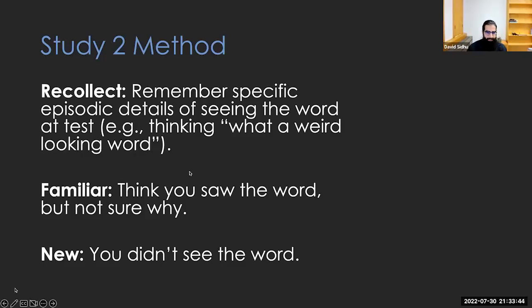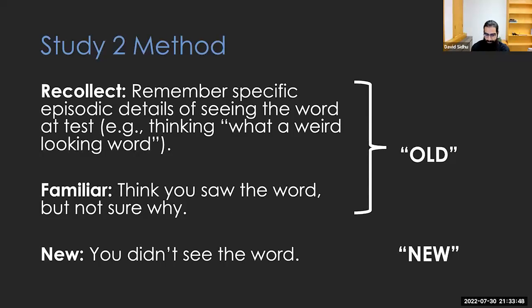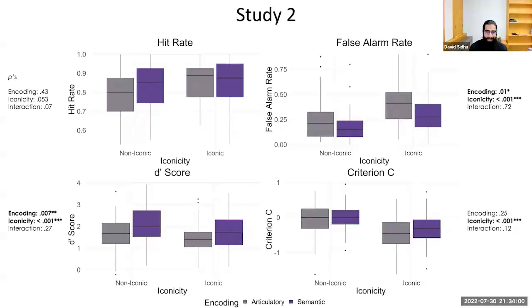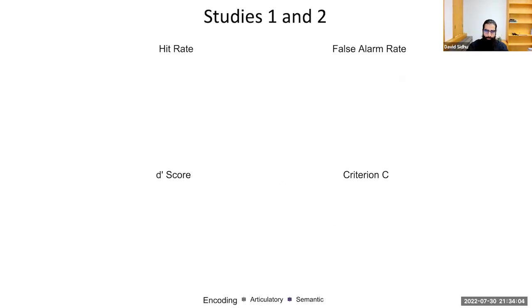Okay, before breaking things down in this way, the first thing I'm going to do is show you what happens when we calculate false alarms, hit rates, and so on in this study. I'm going to collapse these two into an old response and treat this as a new response to be able to do the same sort of analysis that we did in study 1. And instead of looking at study 2 on its own, I'm going to skip ahead to what happens when we combine studies 1 and 2. So now we have a nice big sample size of over 250 participants.